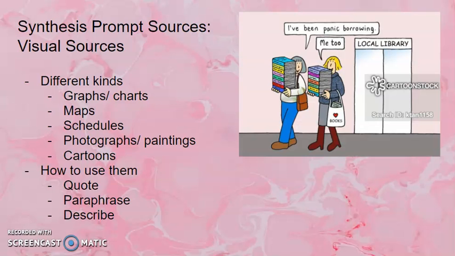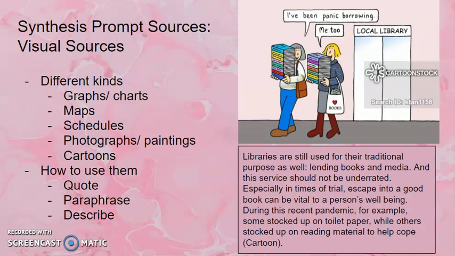Here's a cartoon that might be used in the library prompt. It wasn't used, but it maybe could be in a different version of the world. So how would I talk about that in my essay? I might include it in a couple of sentences like this.